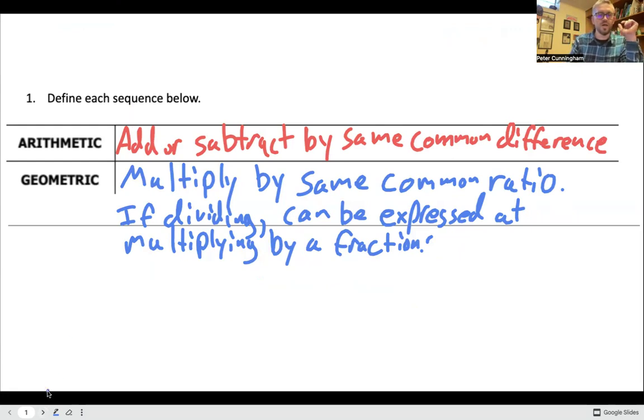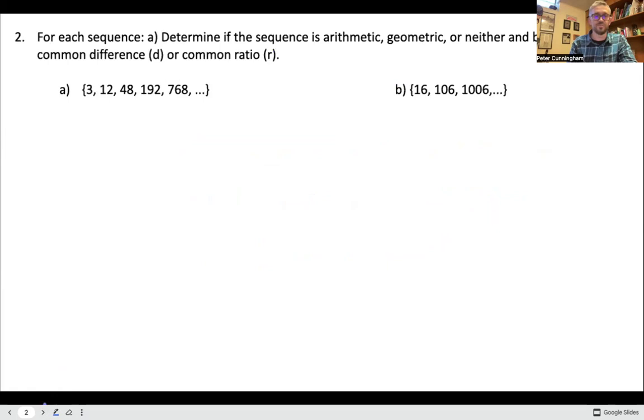Okay, so there's the definitions there. You can pause it and read it if you want to. Add or subtract for arithmetic and multiply for geometric. Even if you're dividing, that still can be expressed as multiplying by a fraction. So keep that in mind.